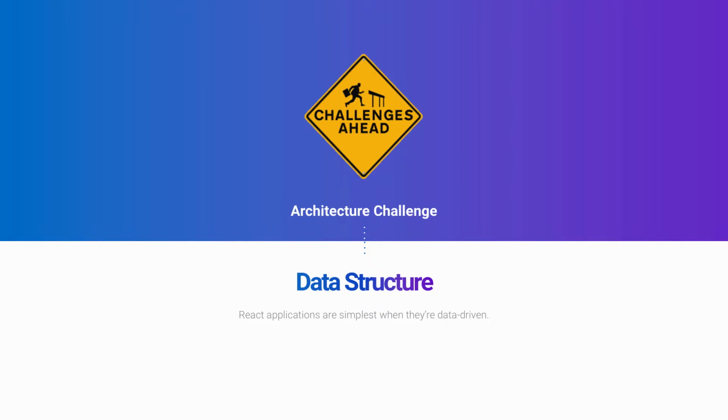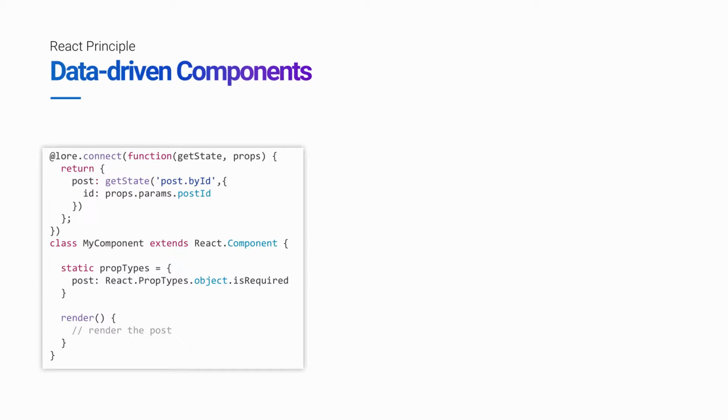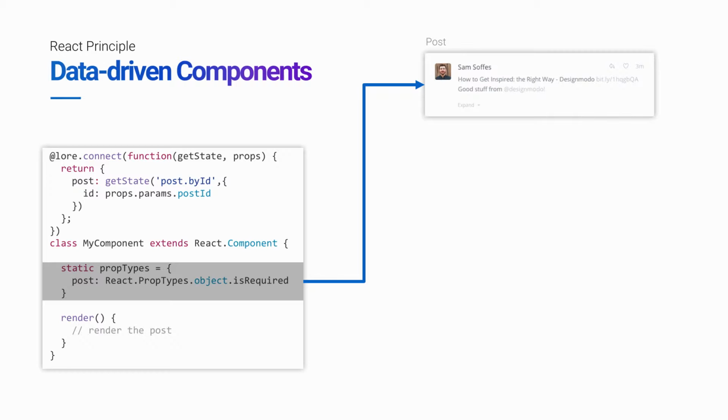So the data structure is important because React applications and components are simplest when they're data-driven. So what does that mean? Let's take a look at this component as an example. This component takes a single post and renders it to the browser, and that post might look something like this. But the thing we have to keep in mind is that this is really only one representation that this view might take, and it represents the static, sort of not in transition representation.